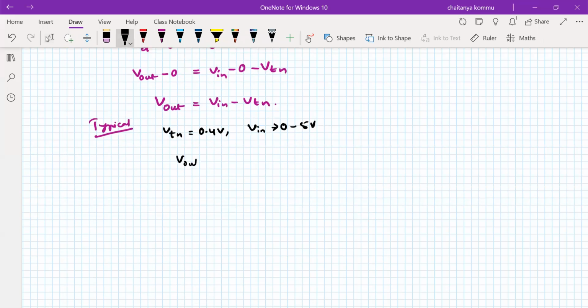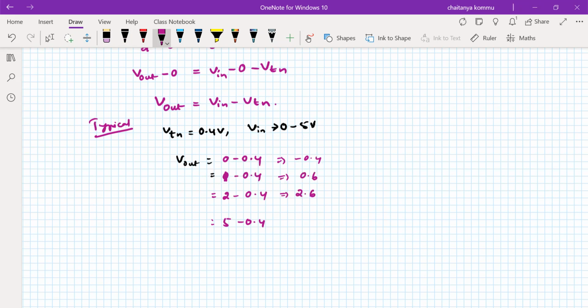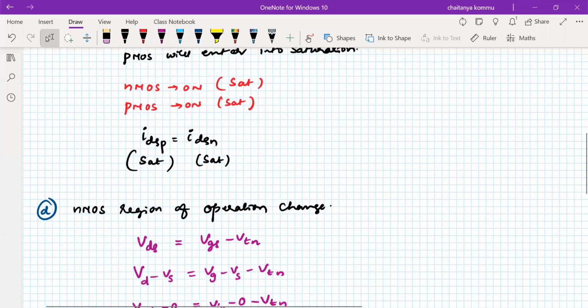Vout is equal to VIN minus 0.4, VIN minus 0, sorry. We have 0 at the start. That is starting from 0, 0 minus 0.4, 1 minus 0.4, 2 minus 0.4, something like this, up to the 5 volts that we need to consider. That means this is 0.6, this is 2.6, something like this it is going. So you can observe here the line.